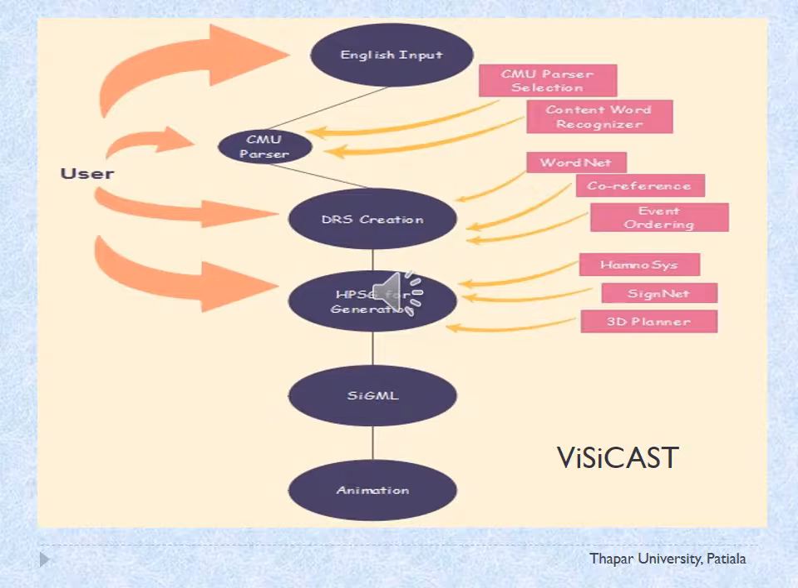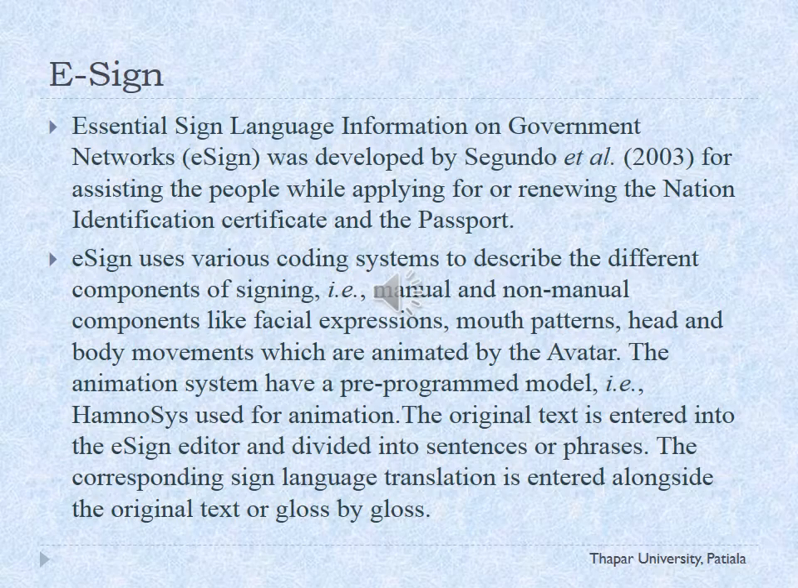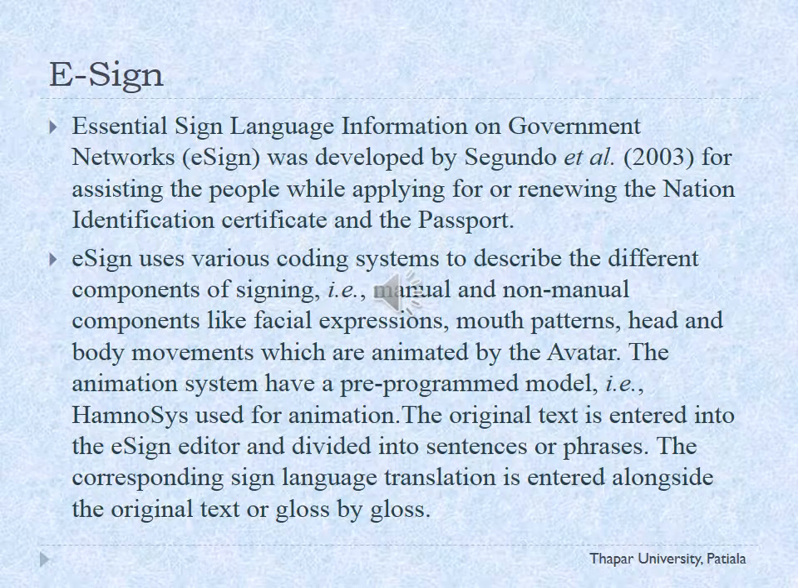It uses WordNet for word storing in their system. So the next tool is eSign. eSign is abbreviated as Essential Sign Language Information on Government Networks. It was developed by Segunto in 2003 for assisting people while applying for or renewing their national identification certificate and the passport. eSign uses various coding systems to describe different components of signing, that is manual and non-manual components. HamNoSys is used for the animation.